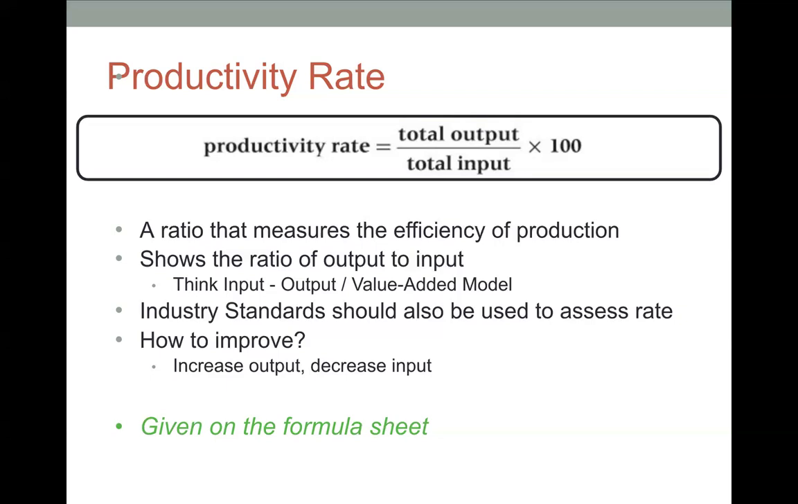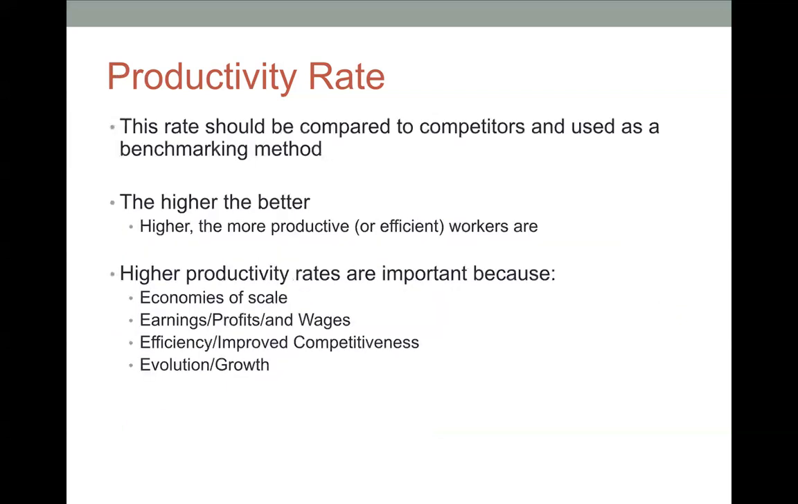So again, how do we improve something like this? We increase our output, we decrease our input, if that's possible. This is one given on a formula sheet as well. The higher the productivity rate, the better: the more efficient workers are, or the more efficient the way we're using all of our resources, not just the human resource. These positives can also connect back to labor productivity as well.